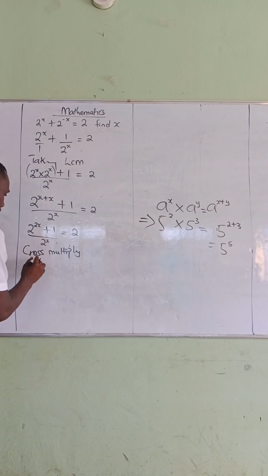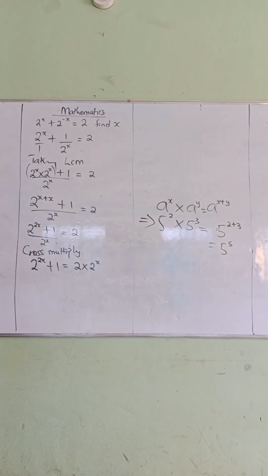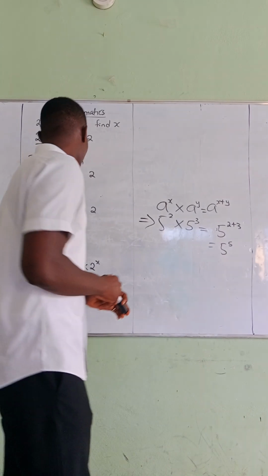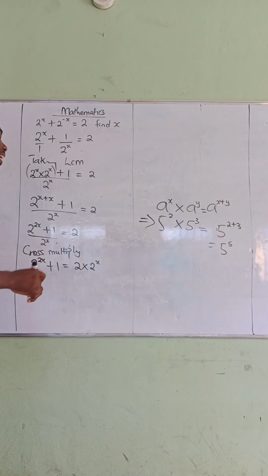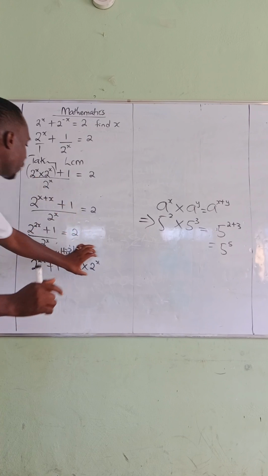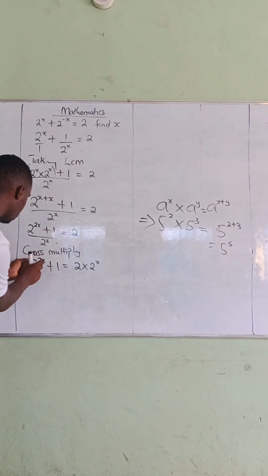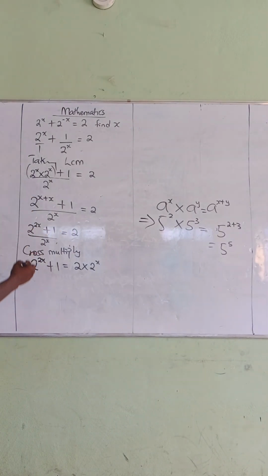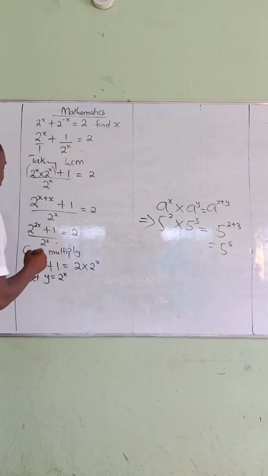Now we can continue with this as 2 raised to the power of 2x plus 1 is equal to 2 times 2 raised to the power of x. At this point, what do we do? Looking at this question, if you notice, we have 2 raised to the power of x here, and we equally have 2 raised to the power of x as part of this expression. So we can say let y be equal to 2 raised to the power of x. So it becomes easier to solve.